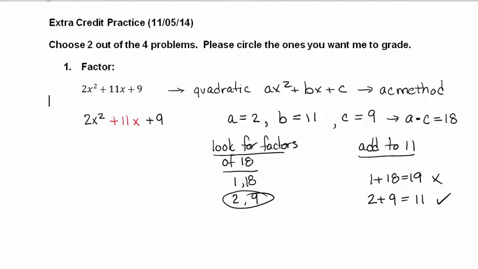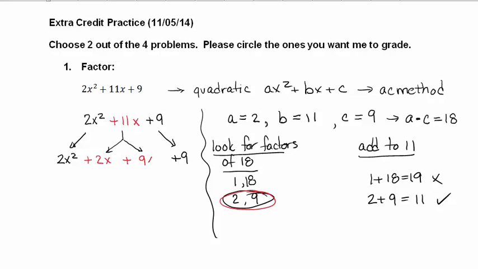So I'm going to rewrite my original polynomial. I keep my first and my last terms the way they are. I have 2x squared, and I keep a plus 9 out here. But I'm going to take my middle term, and I'm going to split it into two terms now, using these factors, using the 2 and the 9. So I'm going to rewrite 11x as 2x plus 9x. Now the order doesn't matter here. The signs do matter, but the order of that doesn't matter. So now I've converted, right, I've kind of morphed my 3-term polynomial into a 4-term polynomial.